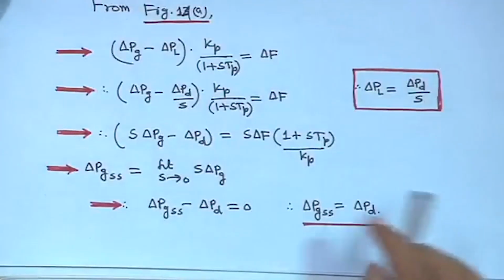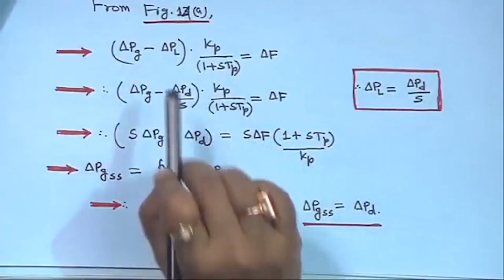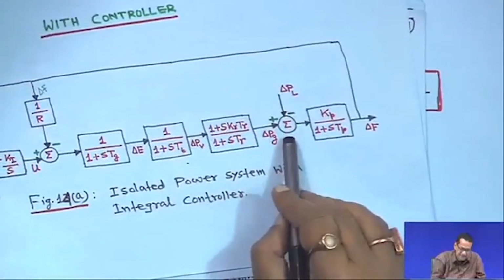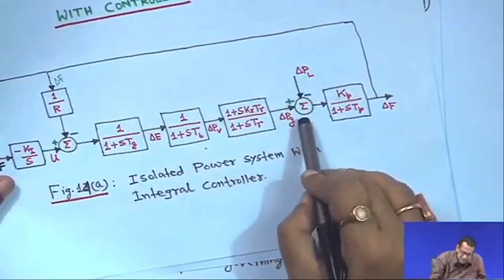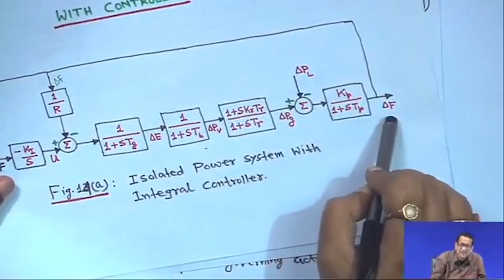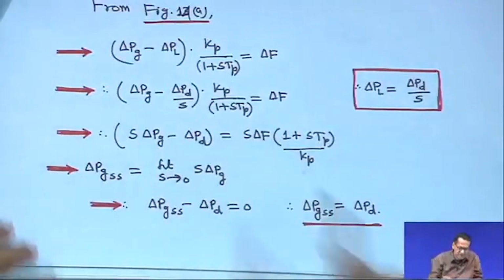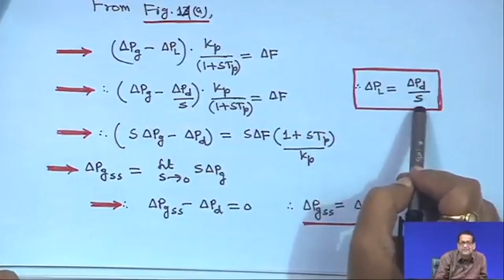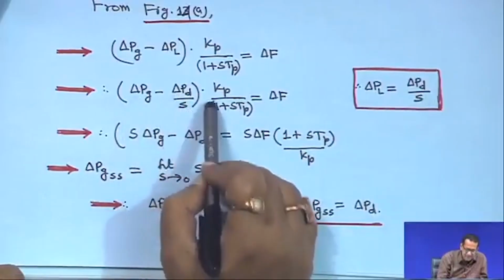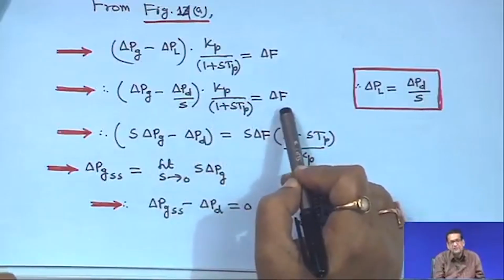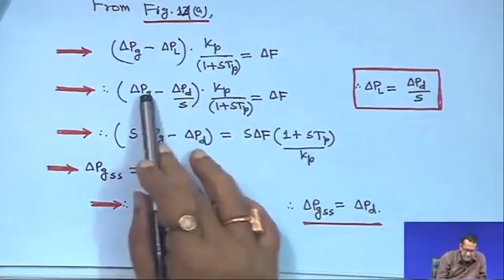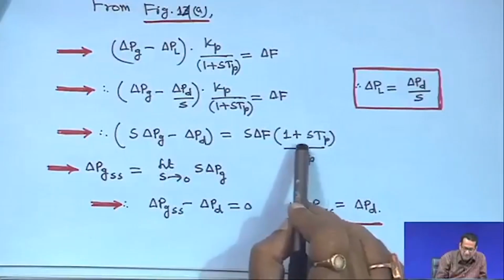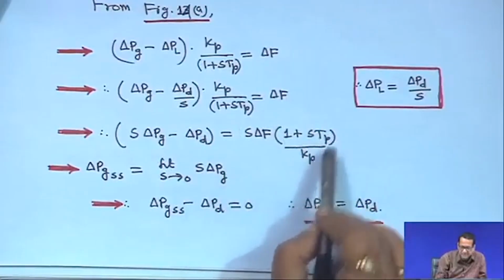So, this is one thing, and from figure 14 again we know that the balance is delta PG minus delta PL, this is known to you, this is figure 14a. Delta PG minus delta PL into Kp upon 1 plus sTp is equal to delta F, right. It is a step disturbance, so delta PL is equal to delta PD upon s, say. So, delta PG minus delta PD upon s into Kp upon 1 plus sTp is equal to delta F, or s delta PG minus delta PD is equal to s delta F into 1 plus sTp upon Kp, by cross multiplication.